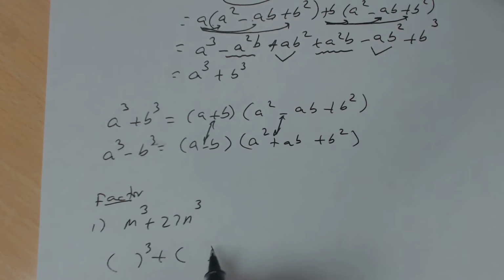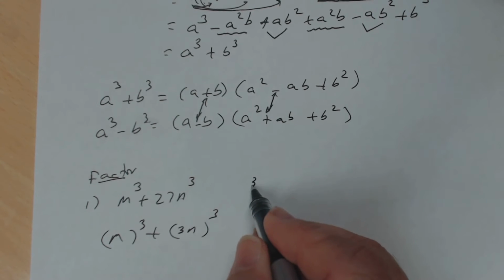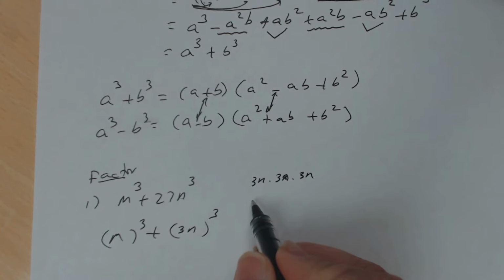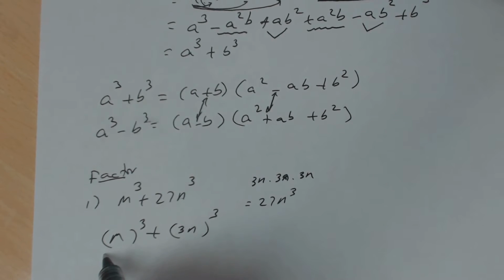So let's see if I can fill in these parentheses. This will be m right here, because m times itself 3 times is m cubed. Here, that's going to be 3n, because 3n times 3n times 3n is 27n cubed. Okay, so just like in the previous lesson, this can be your f and this would be your L.